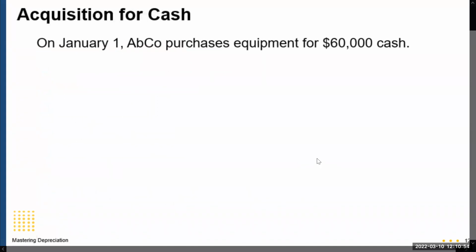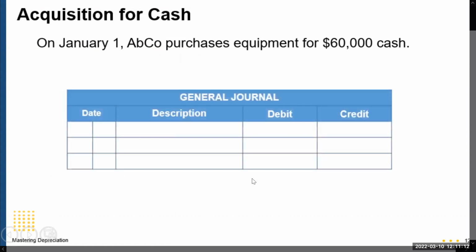Sometimes you'll see a list where it'll give you a bunch of costs and you'll have to figure out, okay, how do I book this and which costs do I include? So in this example, we purchase equipment for $60,000 cash. This is an easy one. Equipment is debited because it's an asset and cash is credited. They just give you the whole dollar amount. You're hoping you're going to see one just like that on the test, which would be great. But if you do, there'll only be one.